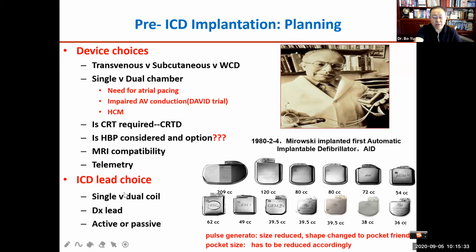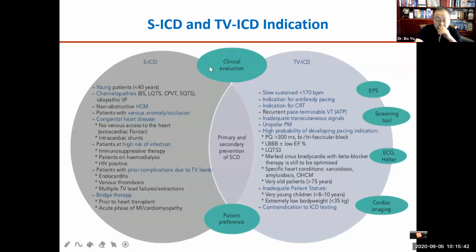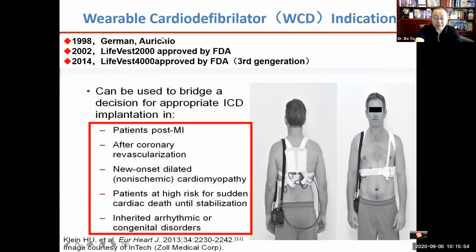For the lead choice, you may consider whether it is a single or dual coil, DX lead, or active or passive lead. As for the SVT or VT ICD indication, another doctor will give the lecture, so I will skip this part. In some patients, you may also consider WCD. WCD is used for bridging to a decision for appropriate ICD implantation, such as in a patient post-MI or after coronary revascularization or with a new diagnosis of dilated cardiomyopathy.